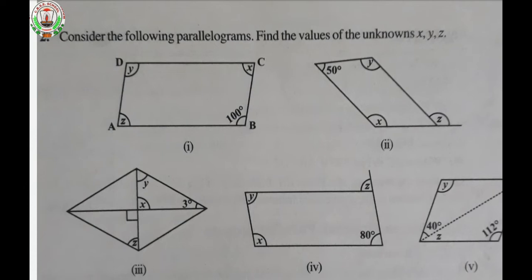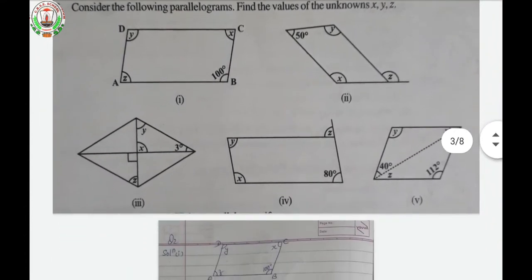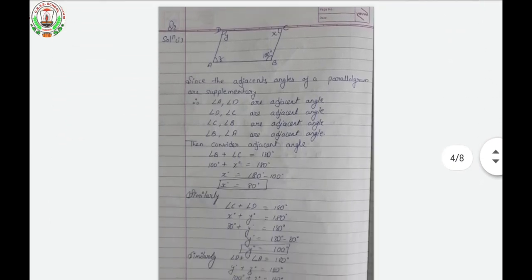Clear everyone? So first, ABCD is a parallelogram. For the second one also you can give a name. You can give the name according to your own wish. Clear? Now look at the solution of question number 2, first part. So here is the solution.